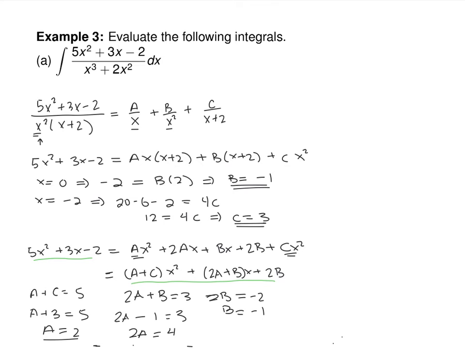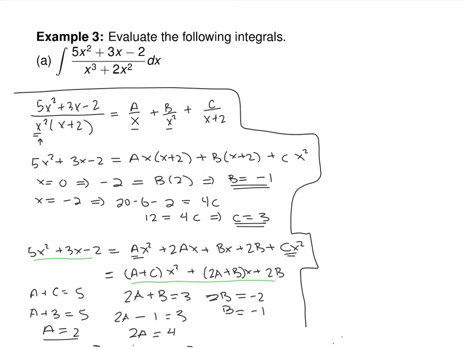Okay, so all that work to do this integral, turns out for these questions, often the algebra to determine what the coefficients are is the hardest part. So this integral will equal the integral of 2 over x minus 1 over x squared plus 3 over x plus 2.